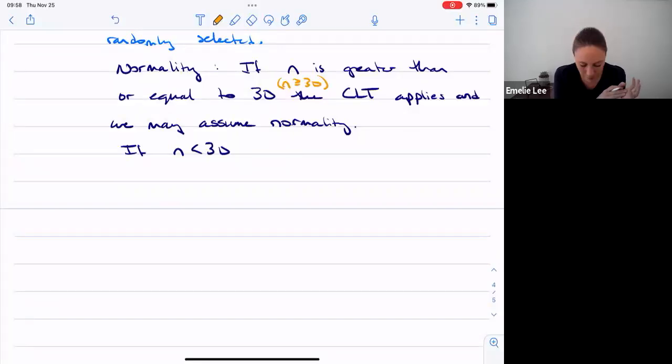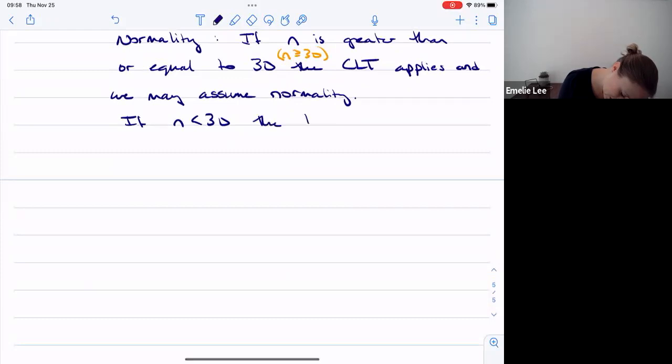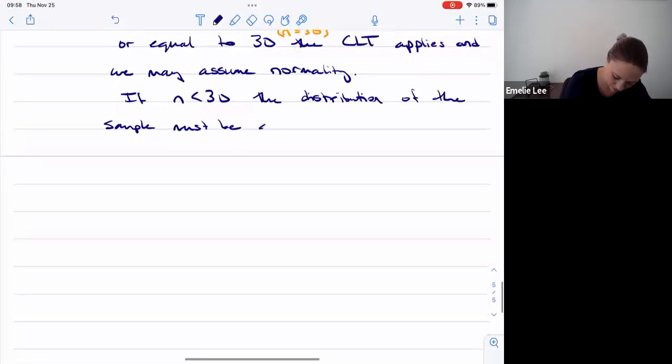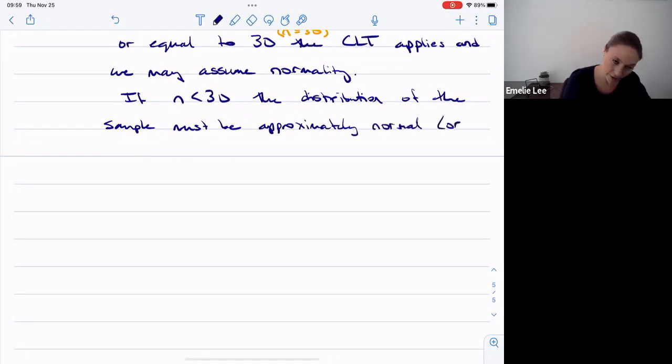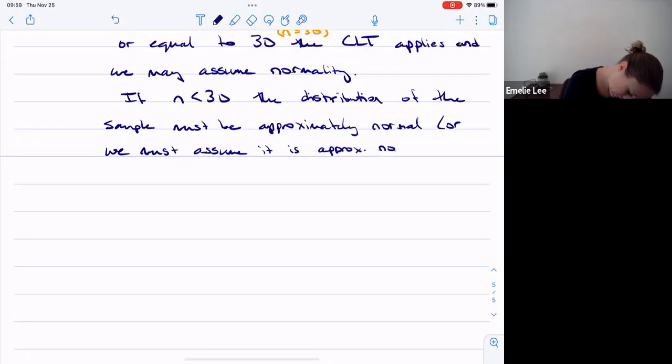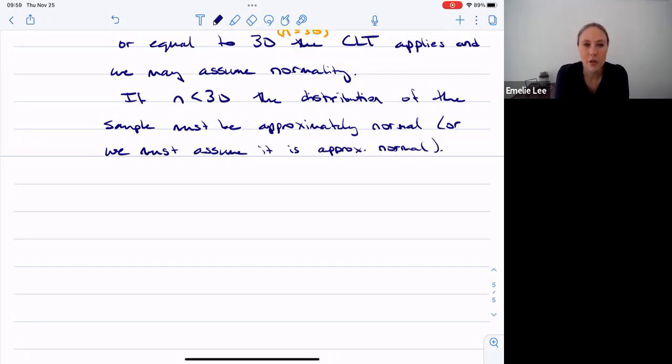But if n is less than 30, we have to check the distribution, and if the distribution looks approximately normal, then it's satisfied. The distribution of the sample must be approximately normal. Or we must assume it's approximately normal. Either way, we have to argue that it's approximately normal. Okay, so those are the conditions.